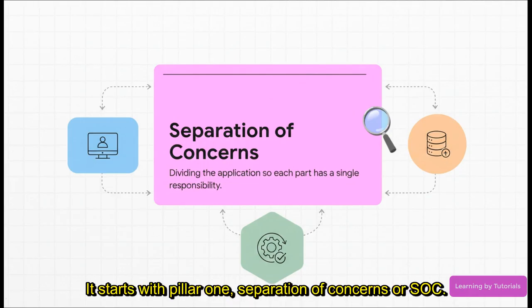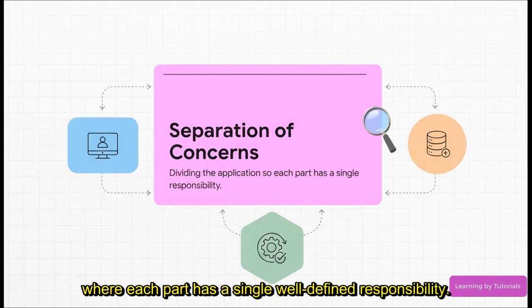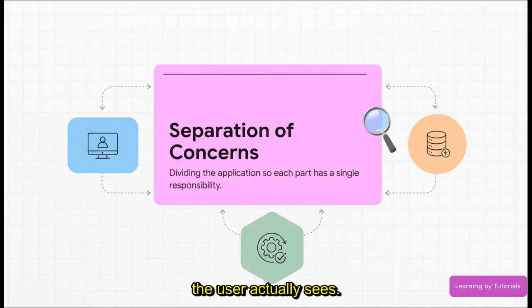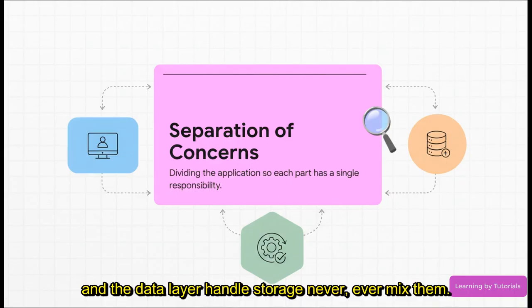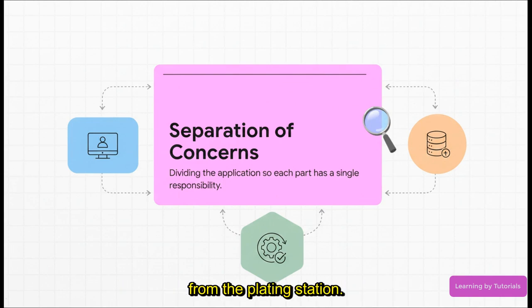It starts with Pillar 1, separation of concerns, or SOC. This means dividing the application into distinct sections where each part has a single, well-defined responsibility. The golden rule here is that your UI handles only what the user actually sees. Your business logic makes the decisions, and the data layer handles storage. Never ever mix them. It's kind of like a commercial kitchen. You keep the raw ingredients totally separate from the plating station.